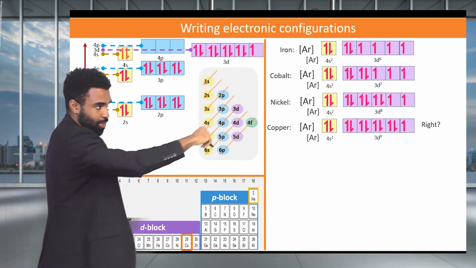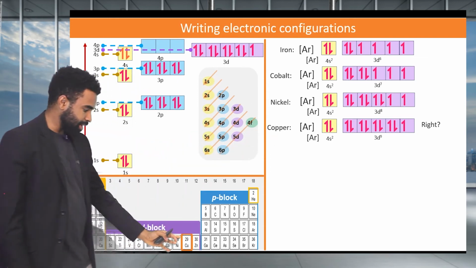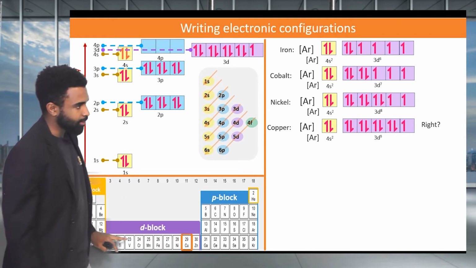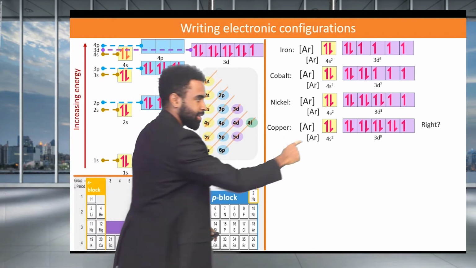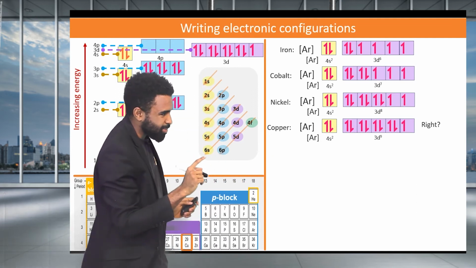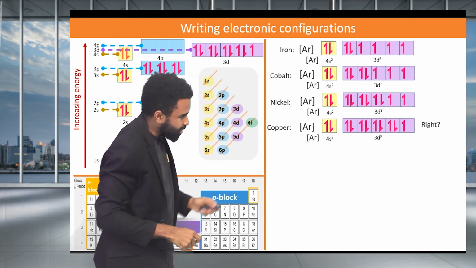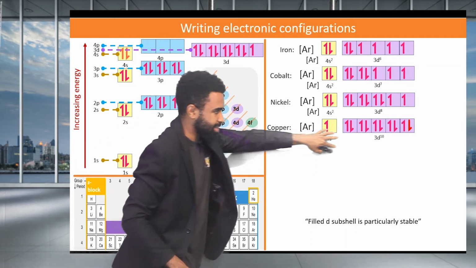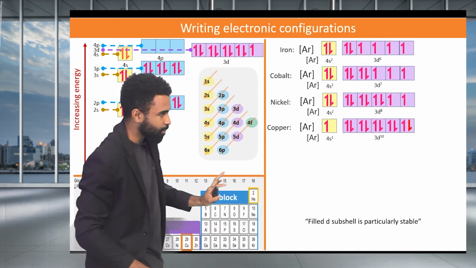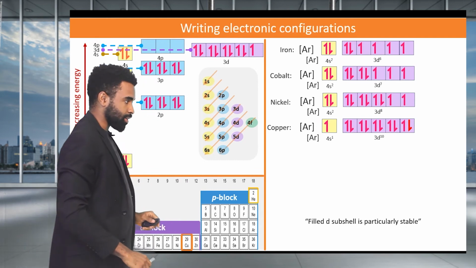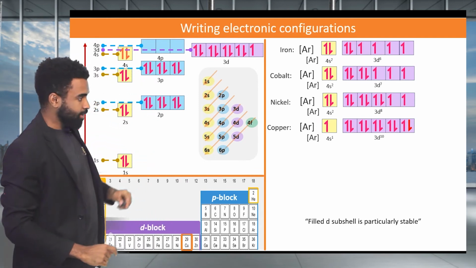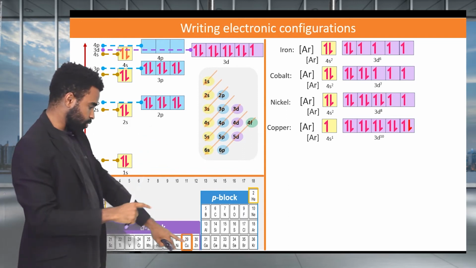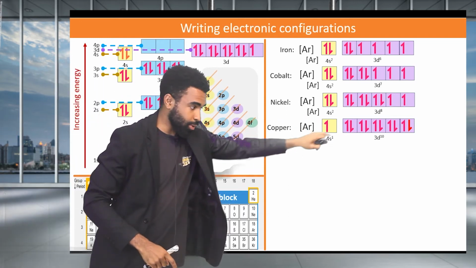We would expect it to be 3d9 because it's the 9th element in this 3d block, right? But again, this electron doesn't like this arrangement. It wants to jump across, and so it does just that, okay? So it jumps across because this d shell is particularly stable, and it prefers that configuration. And then the next one, so zinc would then fill in the 4s2.